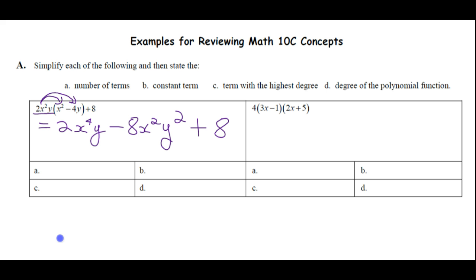Okay, A, how many terms are there? There are 3 terms. 3. B, what is the constant term? 8.